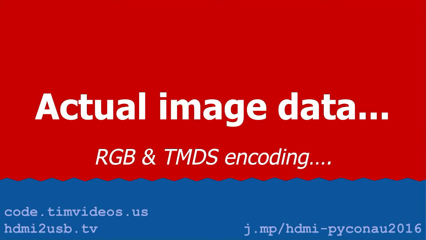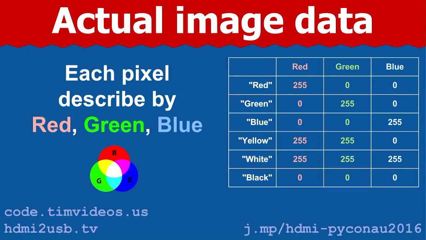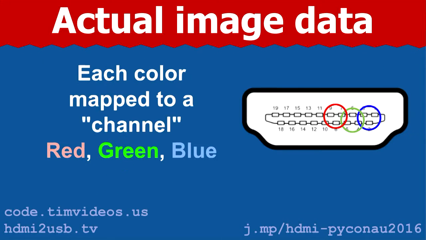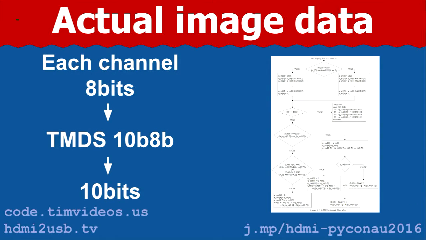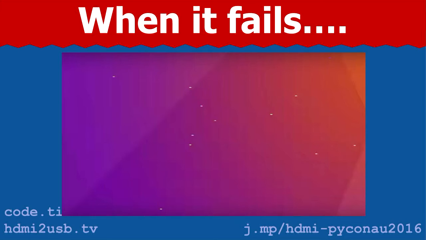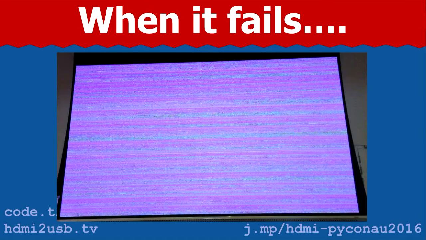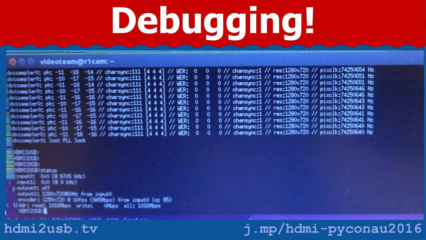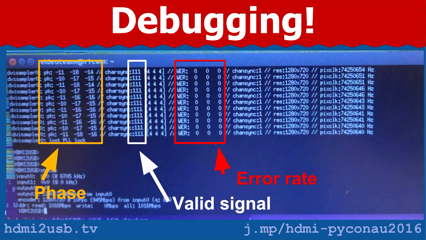So we actually have high-speed data as well, RGB. These are the pins. This goes from 8 to 10 bits, and back again. You can find out more there. So what happens when things go wrong? Occasionally you only get small errors, but sometimes you get big errors like this. So you want debugging. And this debugging gives you lots of information. Yay!